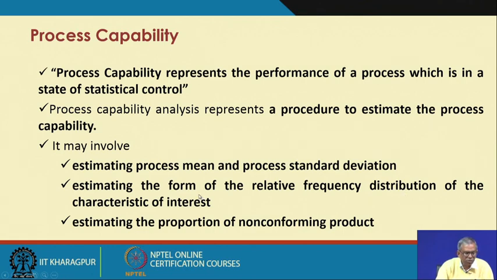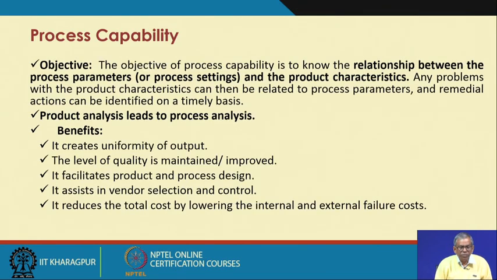So, what you try to do, you estimate the form of the relative frequency distributions of the characteristics of interest. That means, for a given quality characteristic, estimating the proportion of non-conforming product. That proportion of non-conforming product is ultimately the measure of process performance. Okay. So what is the objective?